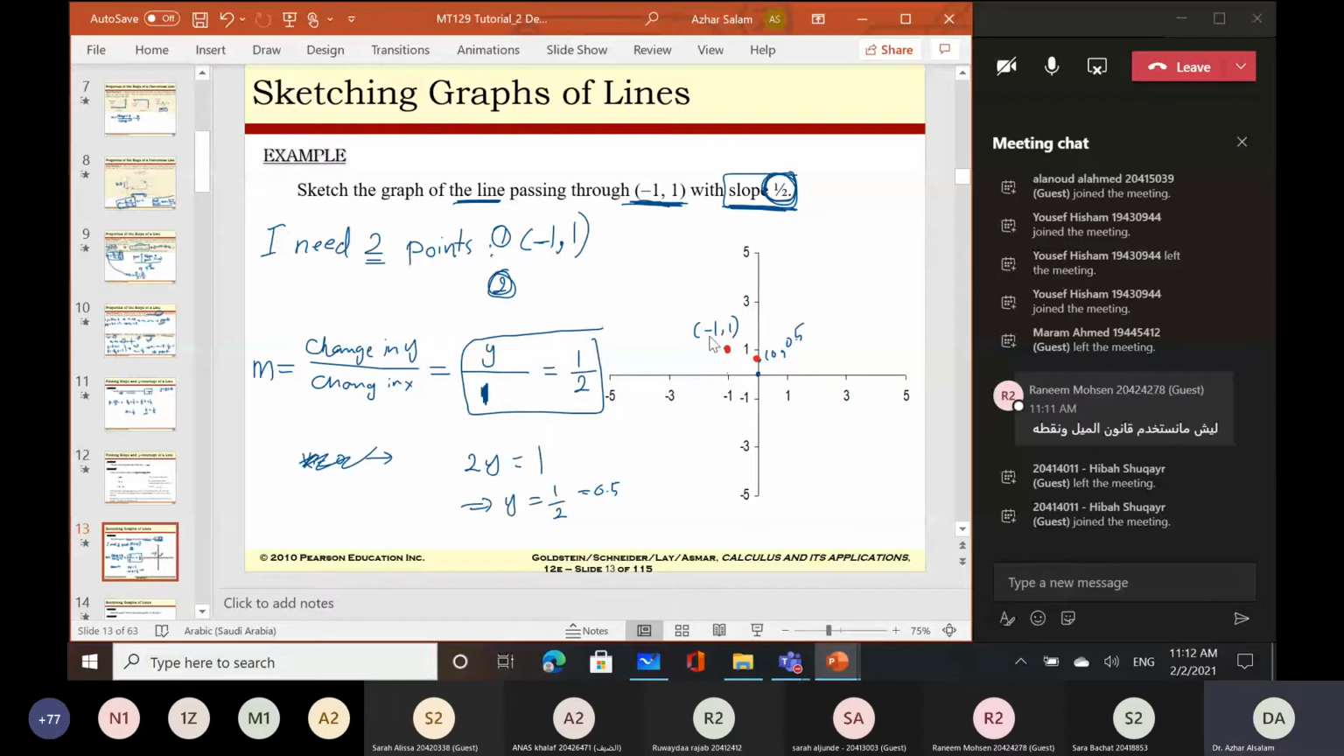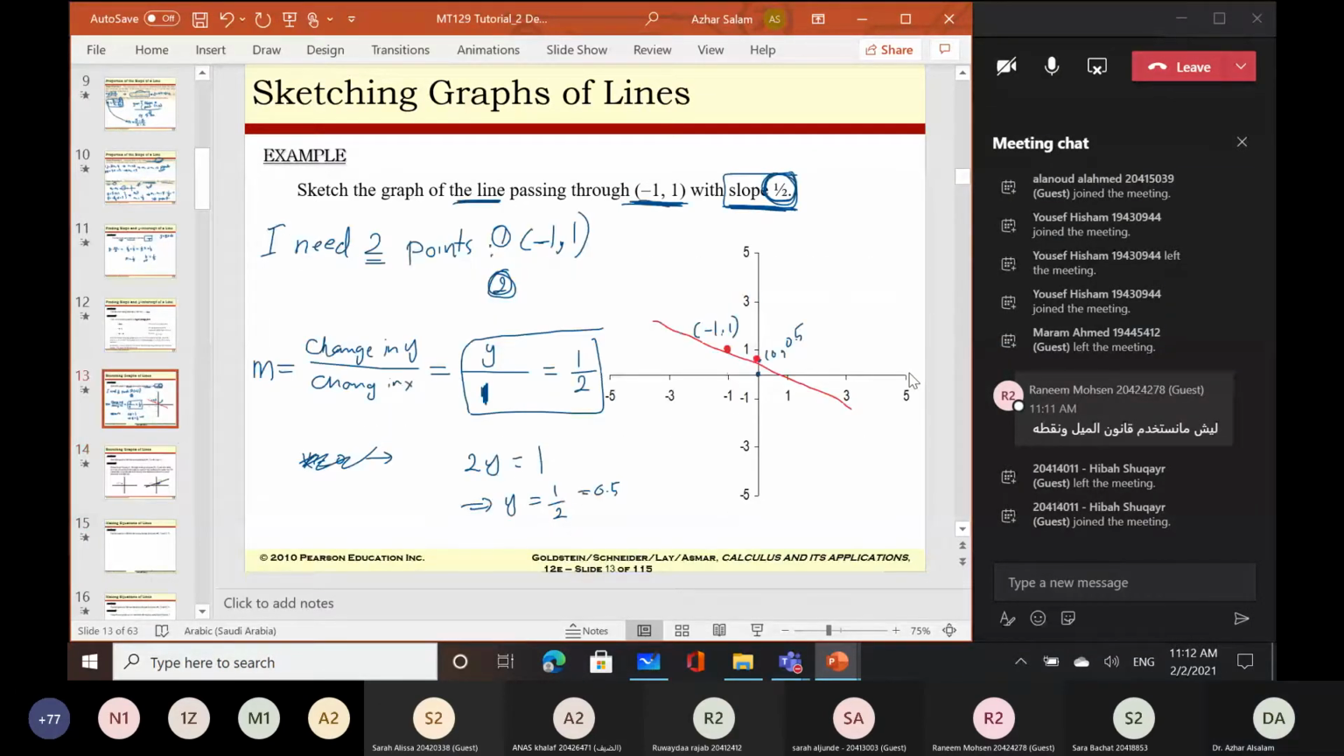Okay, so here I just have to draw a line connecting these 2 points like this. Okay, this is the line. Sorry here.